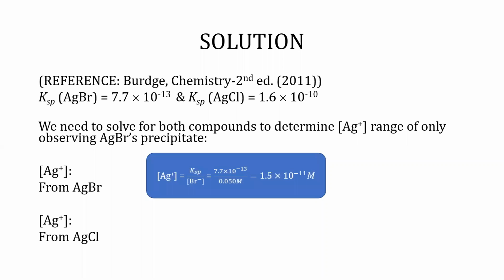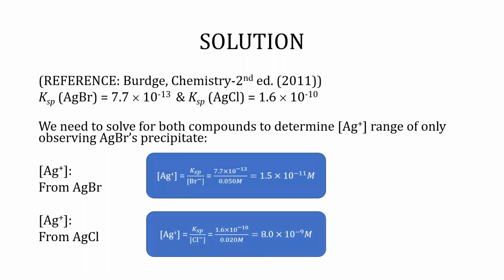The result is silver ion concentration from AgBr is 1.5 times 10 to the minus 11, and silver ion concentration from AgCl is 8 times 10 to the minus 9 molar. This is the silver concentration range in order for only AgBr to be formed without interference from possibly forming AgCl.